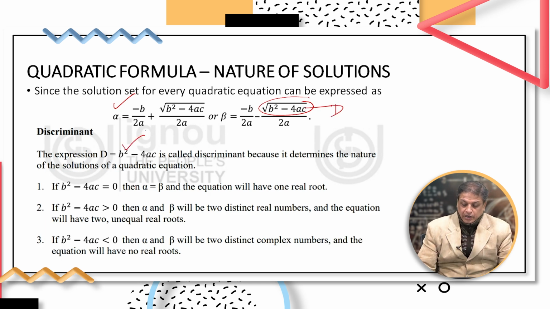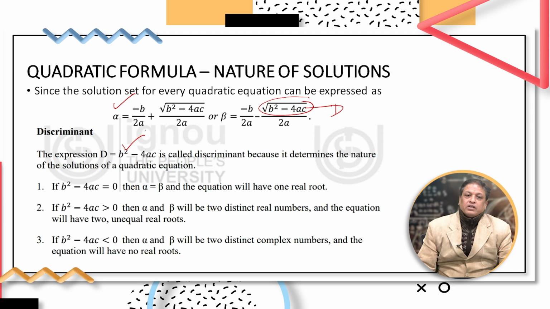Depending upon the discriminant, which is d equal to b square minus 4ac, we can identify what type of solution it is. If b square minus 4ac is equal to 0, that means alpha is equal to beta, and the equation has only one real root. But if b square minus 4ac is greater than 0, then alpha and beta are two distinct real numbers and there are two roots. If b square minus 4ac is less than 0, then alpha and beta are two distinct complex numbers as the solutions and there are no real roots.